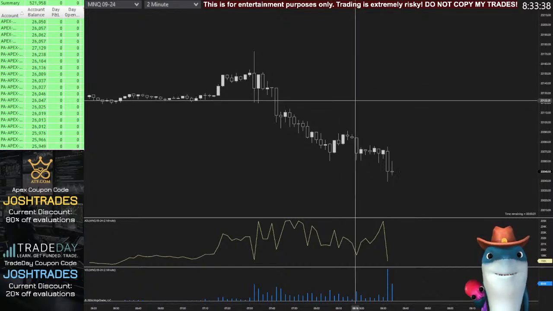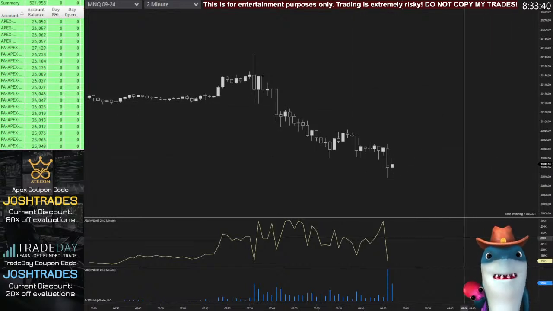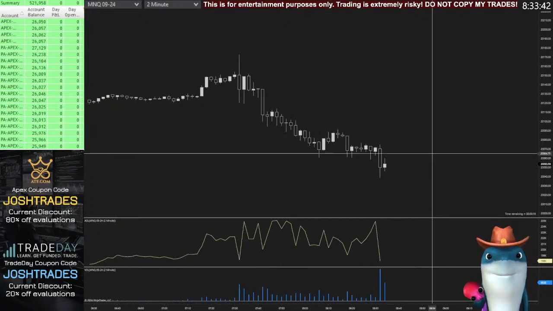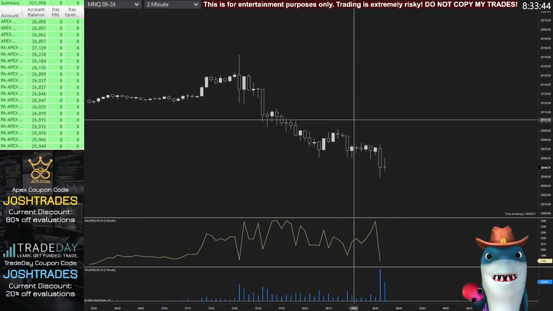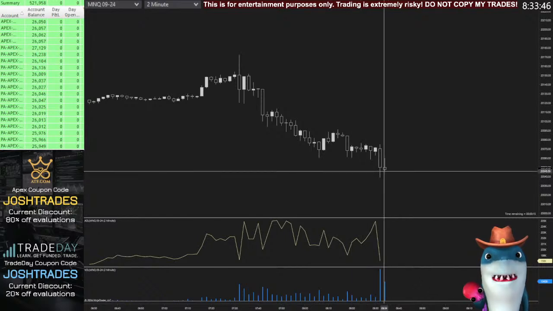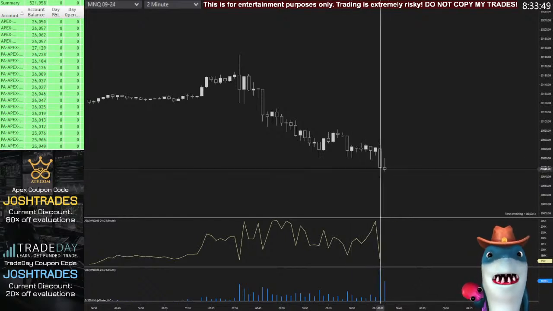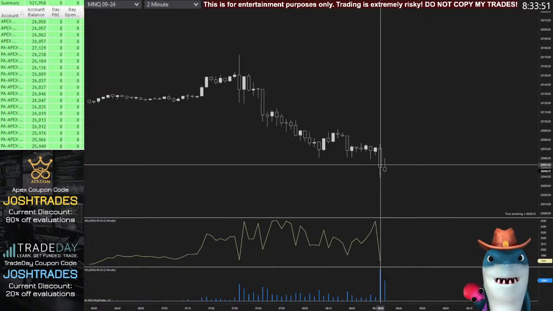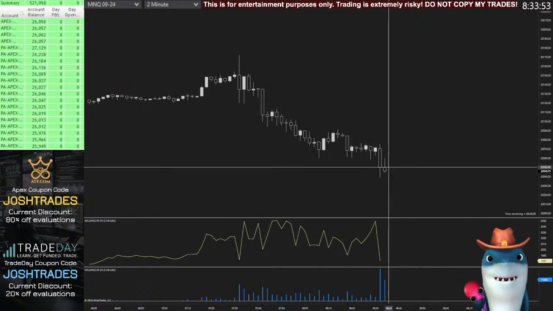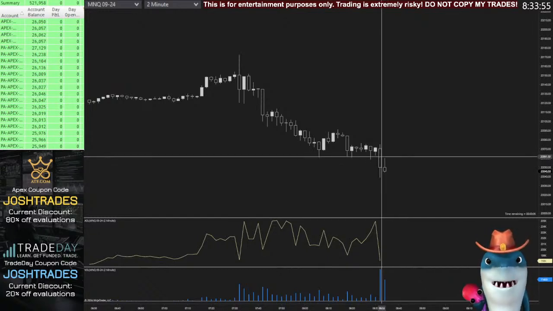Let's see what we have going on here right now. So far, we just have a kind of a downtrend off the open. Currently, you can see that I'm looking at the 2 minute chart, and I'm trading MNQ, which are the micro Nasdaq futures.